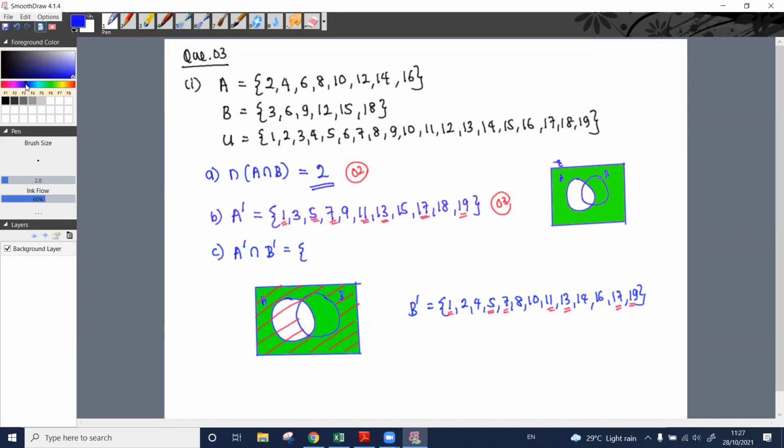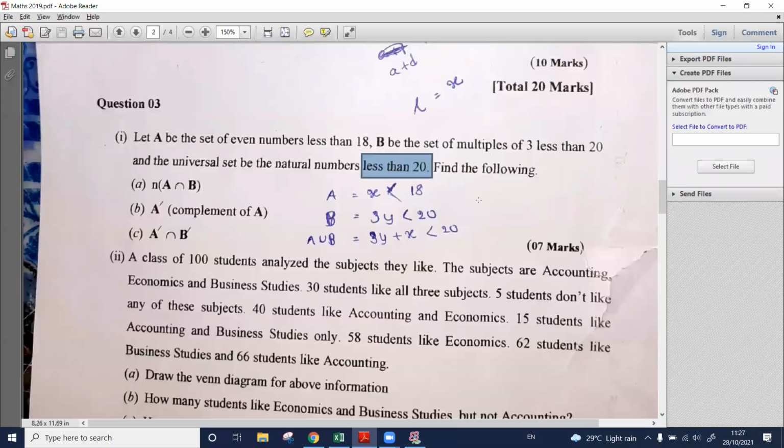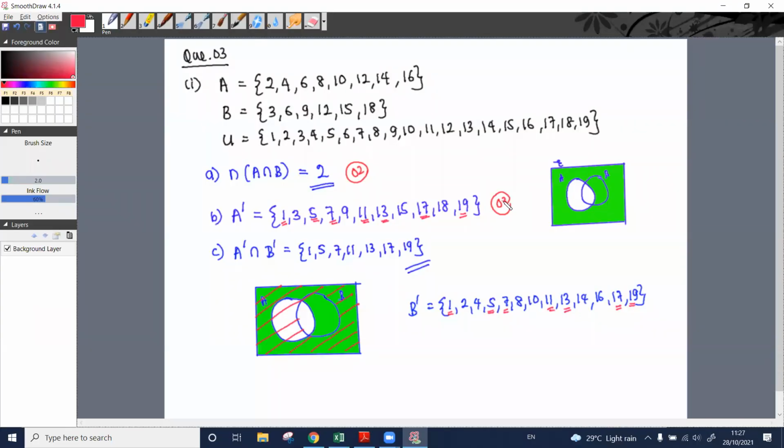So what should this set be? A dash intersection B dash should be 1, 5, 7, 11, 13, 17, 19. Right. This should be your final answer. If you got this one correct, for the previous one please give 2 marks, and for this one give 3 marks. 2, 2, and 3. That is part 1.